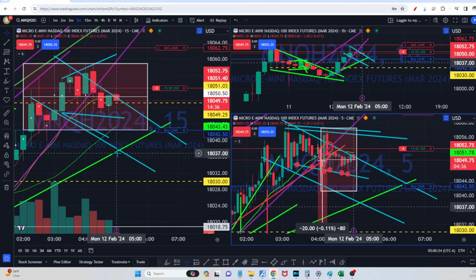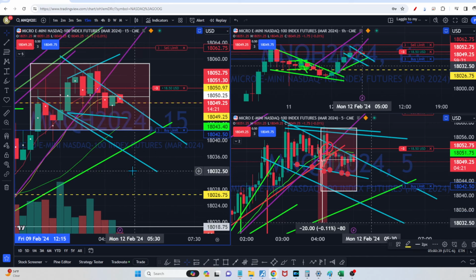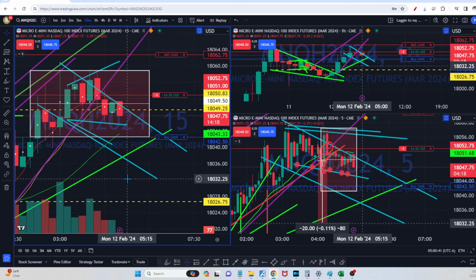Come on, bears. Take that candle out. Them bulls buying above bars, they ain't got it like that. Come on, bears. Push below that low.